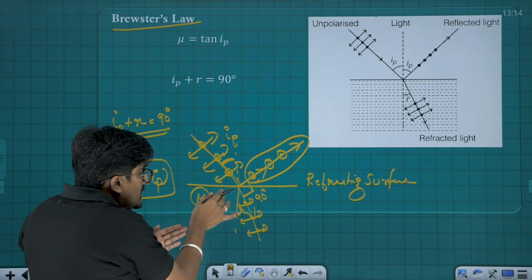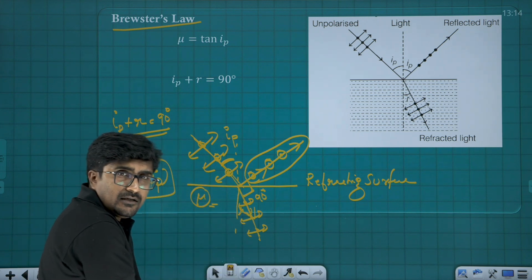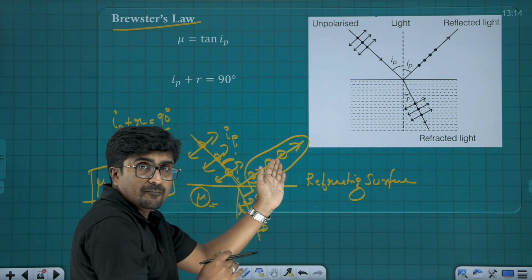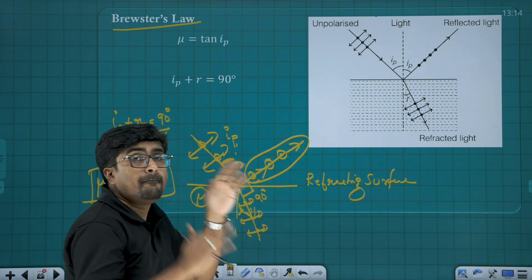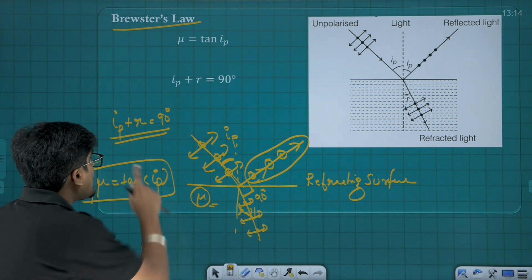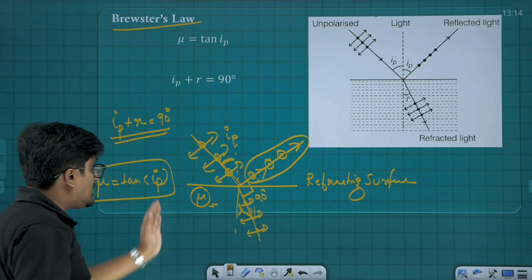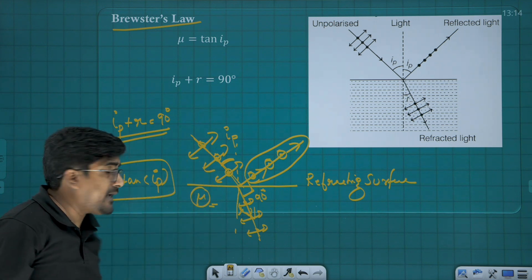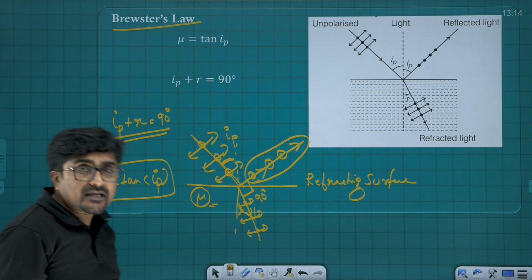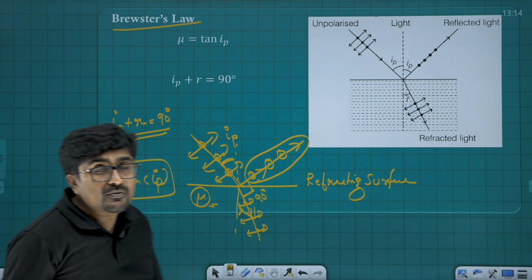So once again I repeat, here this is the incident light that was unpolarized, and at a particular angle of incidence it was observed that the refracted light is unpolarized, but the reflected ray is plane polarized. In that condition, i suffix p plus r needs to be equal to 90 degree. For which angle of incidence the reflected ray is plane polarized, how can we find that relation? That completely depends upon the refractive index of the material: mu is equal to tan of i suffix p.